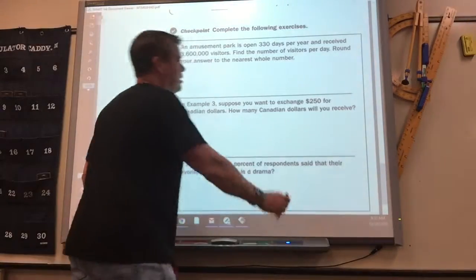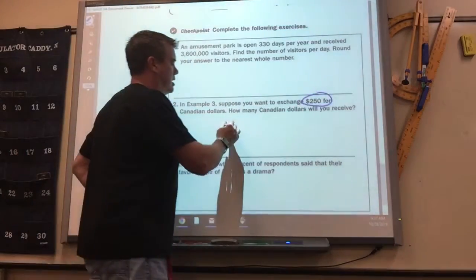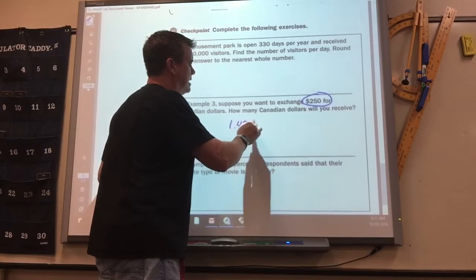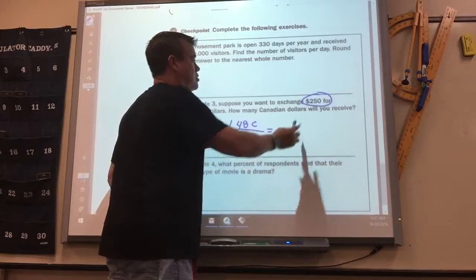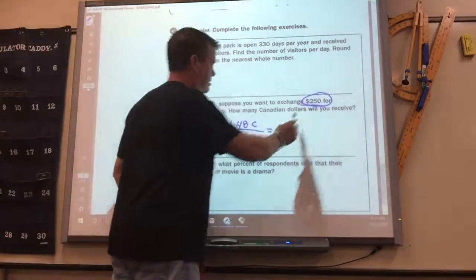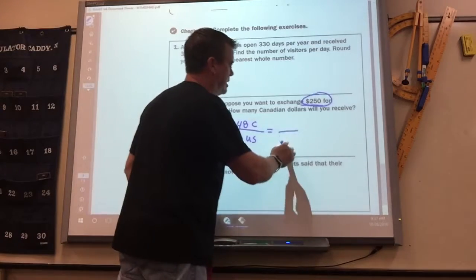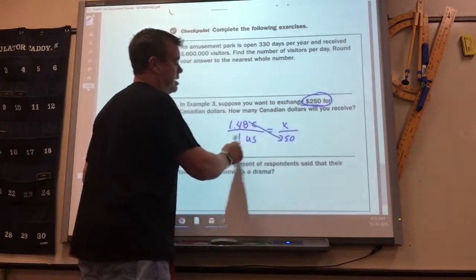Okay? You're exchanging 250. The exchange rate was 1.48 Canadian is the same as 1 US. So then this is US money. So since I put US on the bottom, I gotta put US there. So you just cross multiply and divide.